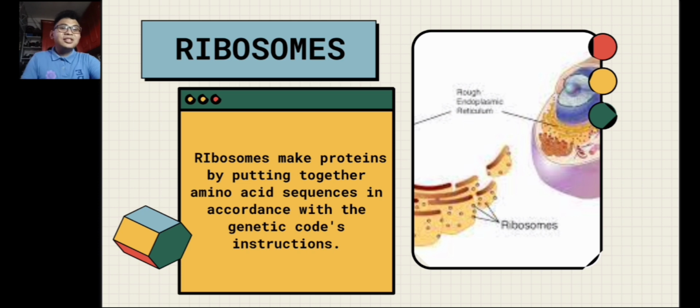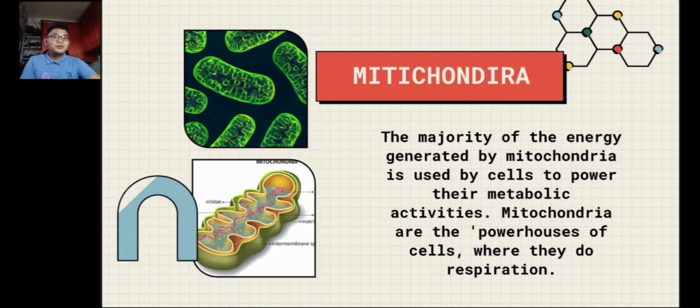And the third part of the cell is the mitochondria. Sorry for the spelling, may I just correct. That is the mitochondria. The majority of the energy generated by mitochondria is used by cells to power their metabolic activities. Mitochondria are the powerhouses of the cell. Remember the keyword? The powerhouses of cells, where they do respiration. Okay? That is the mitochondria.